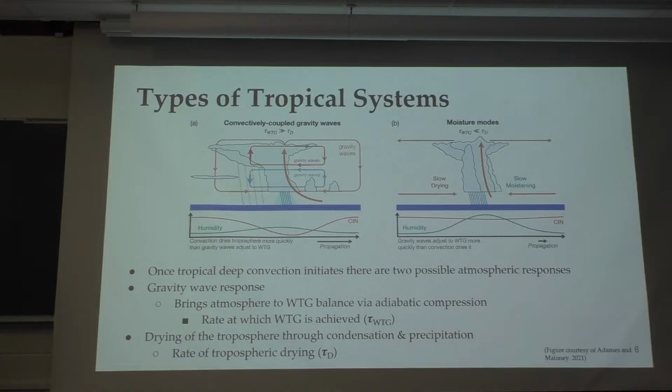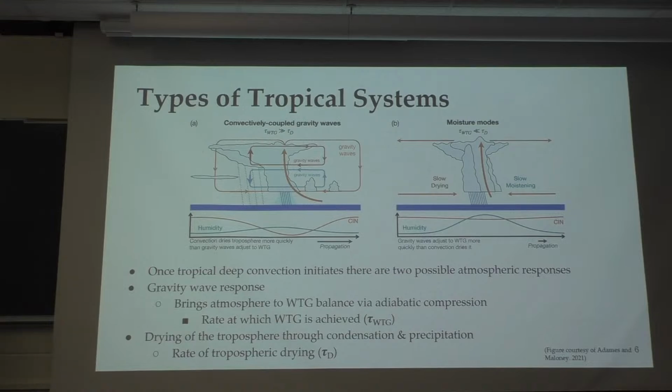Well, I've got an answer for you. In the tropics, at the onset of deep convection, 2 processes immediately start to occur. First, you have the gravity wave response, which acts to try to return the tropics to weak temperature gradient balance. The weak temperature gradient balance is the prevailing thermodynamic balance within the tropics and is akin to the geostrophic balance that we observe here in mid-latitudes.